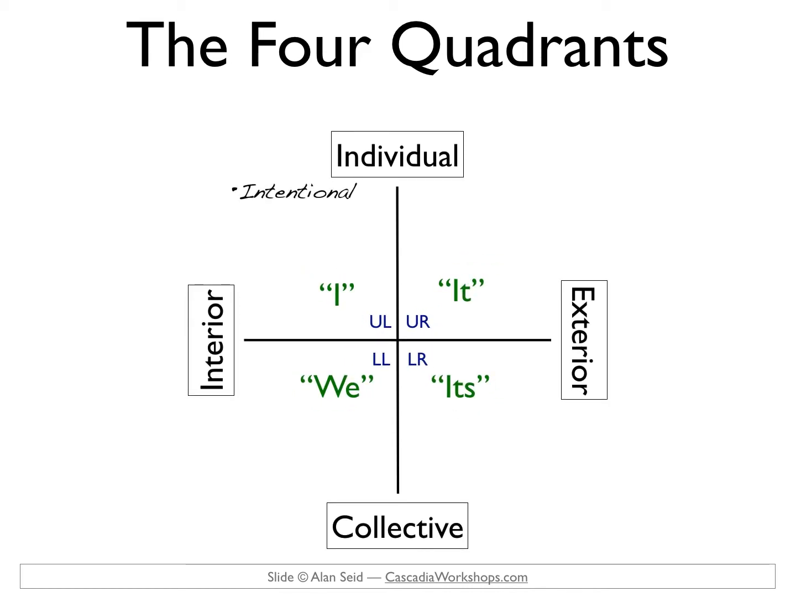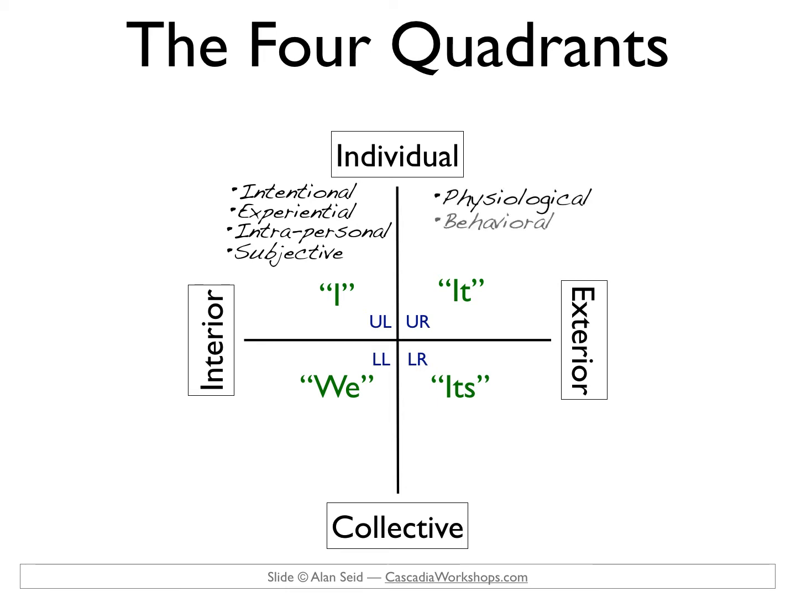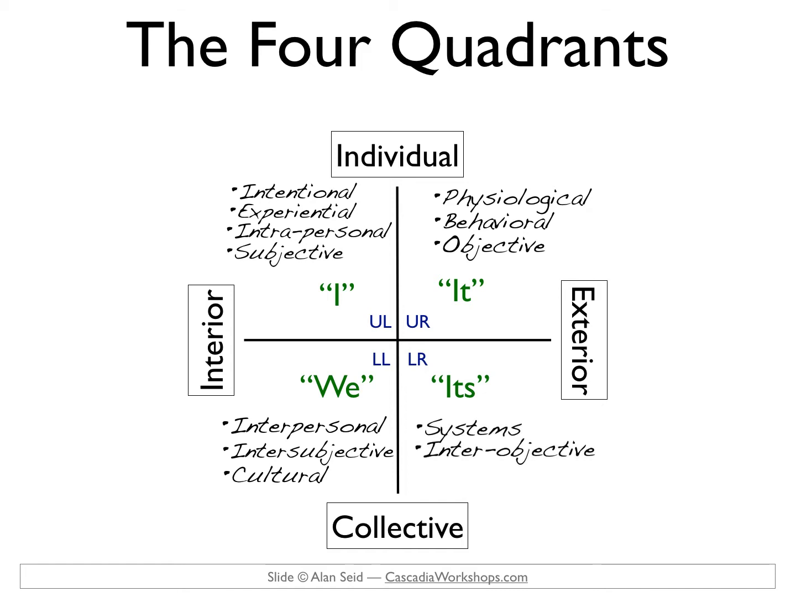So the upper left, I, quadrant is level of intentions, experiential, intrapersonal, and subjective. Whereas the individual exterior we can think of as physiological, behavioral, and objective. In the lower left, the collective interior, the we space, is interpersonal, intersubjective, and cultural. And the it's, the shared exterior it's, is where we find systems. You can think of it as the interobjective realm, and social as opposed to cultural.